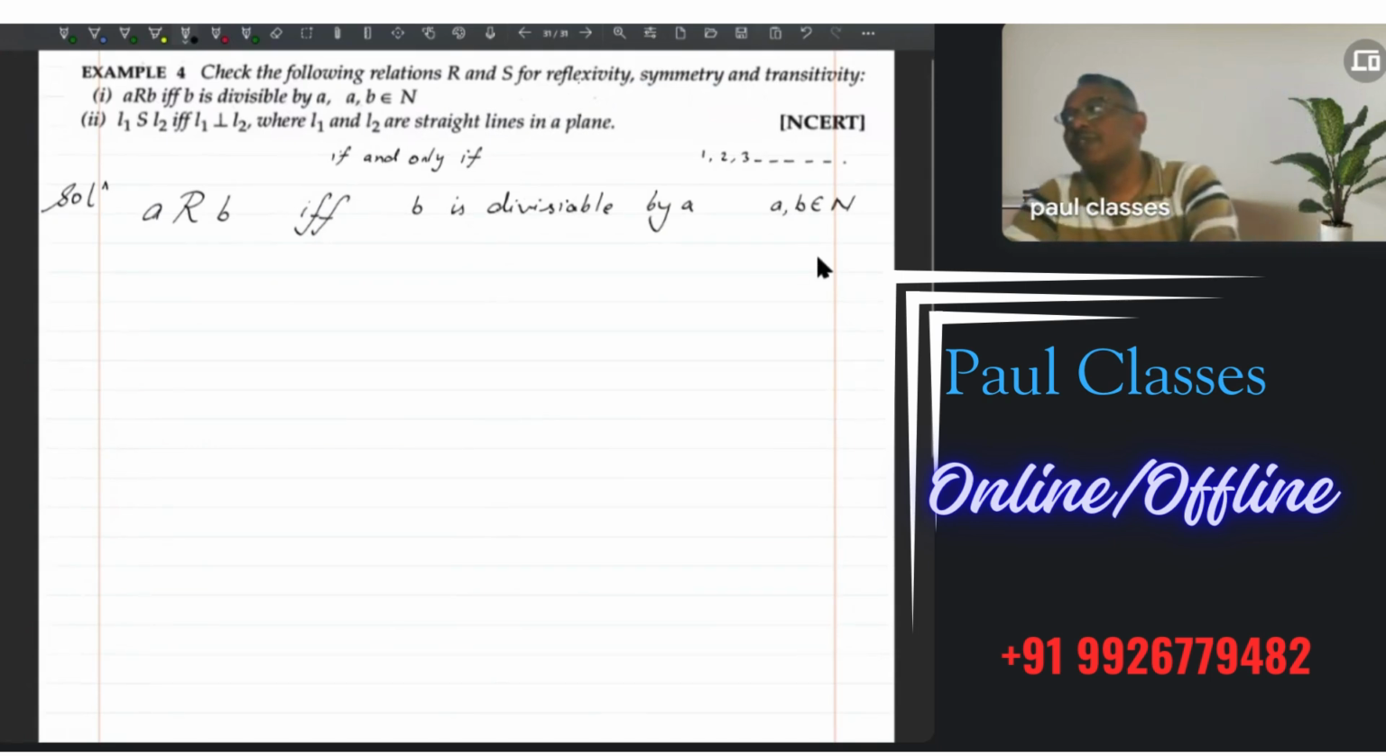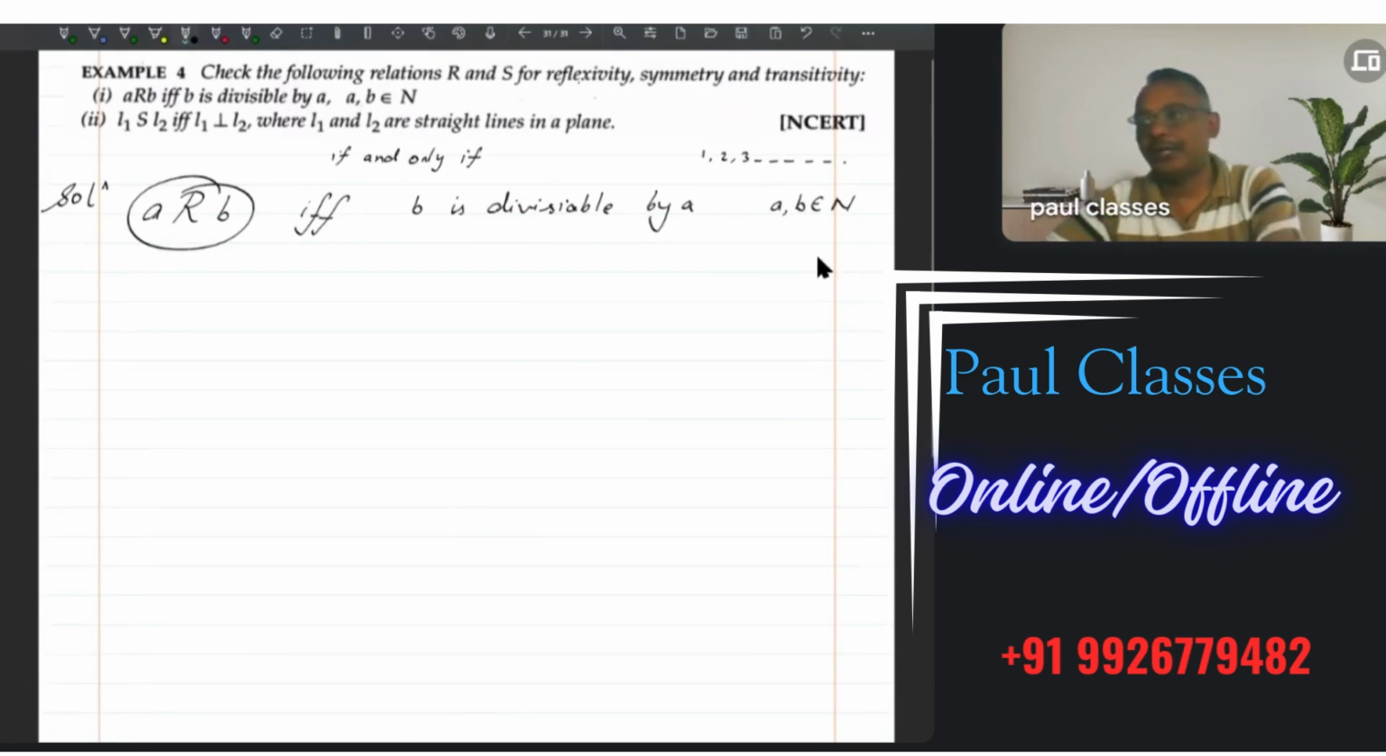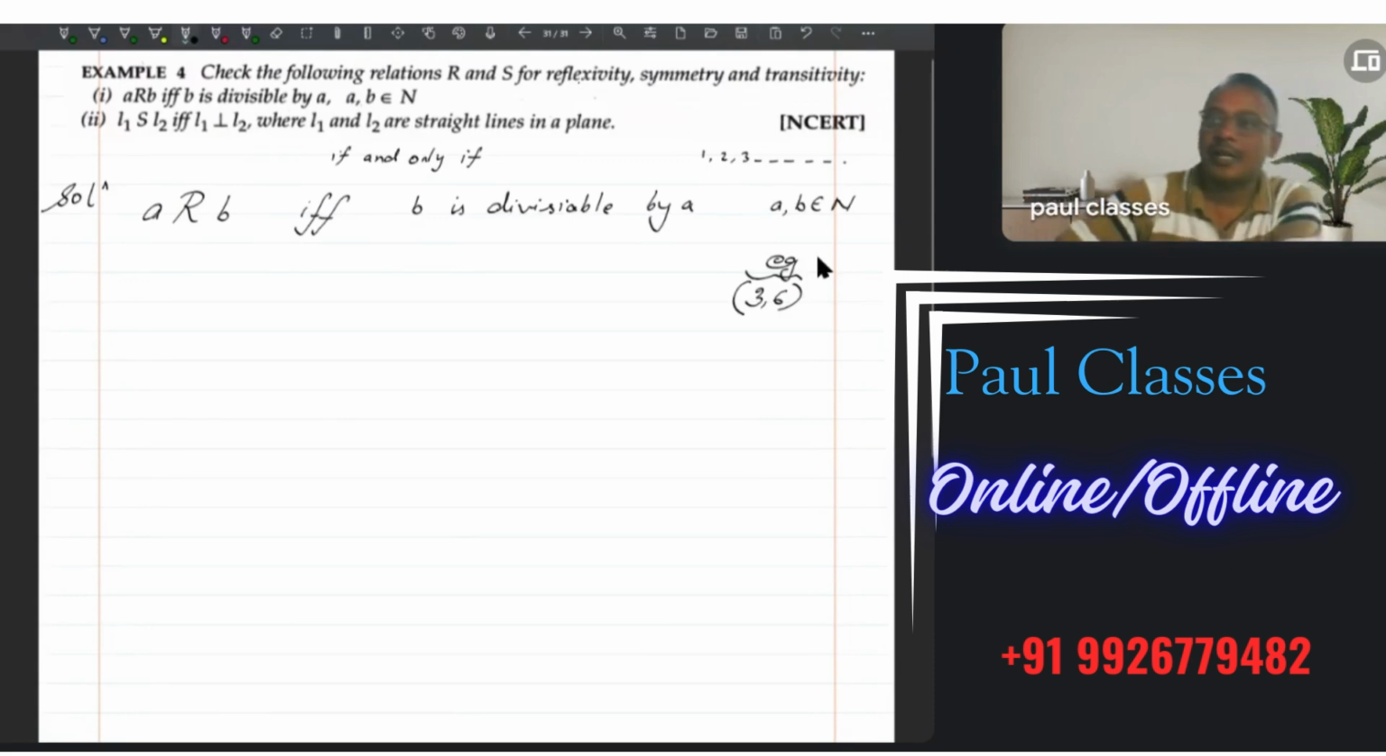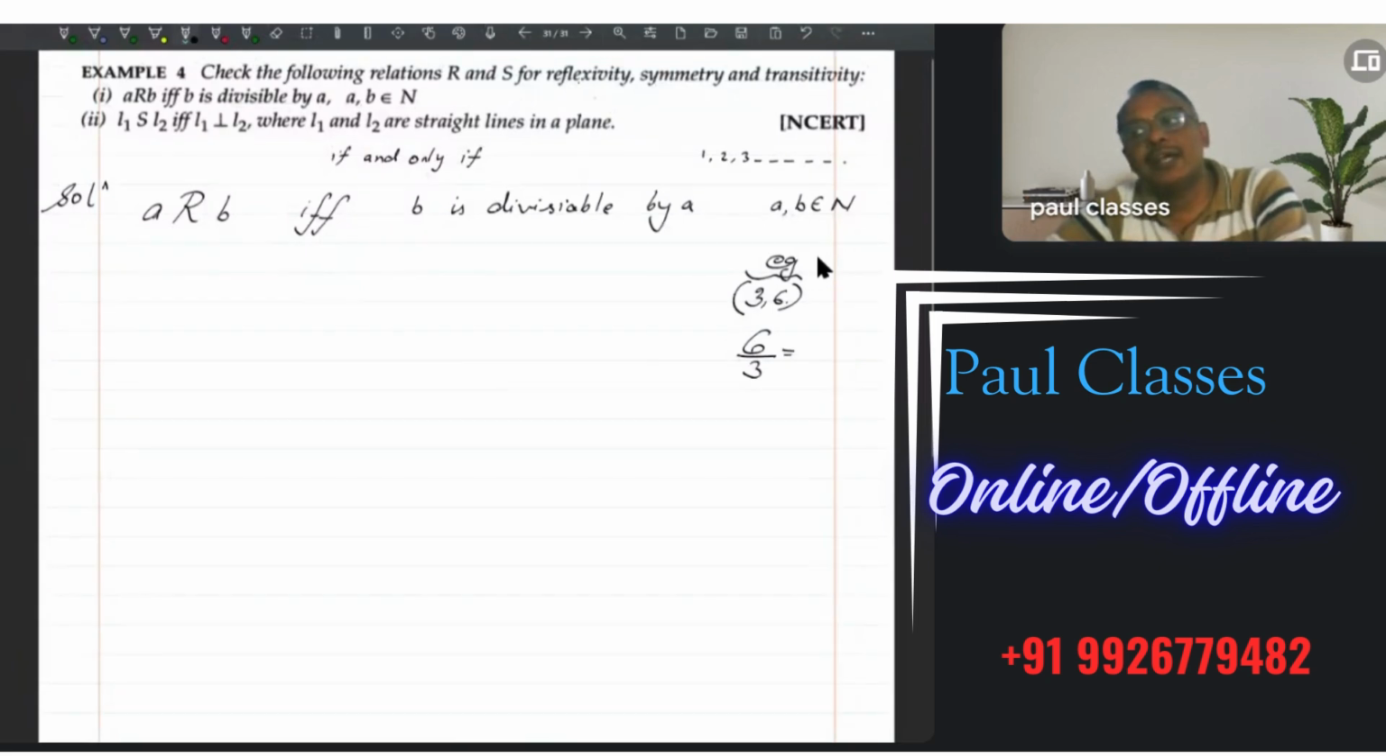I want you to give me one example of A related to B. 3, 6. Is this correct? Why is it correct? Please speak out. 6 is divisible by 3. What do you mean by divisible? It means that 6, if I divide by 3, you will get a natural number, that is 2.